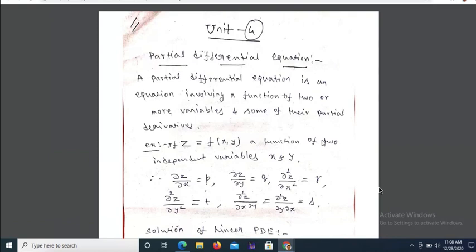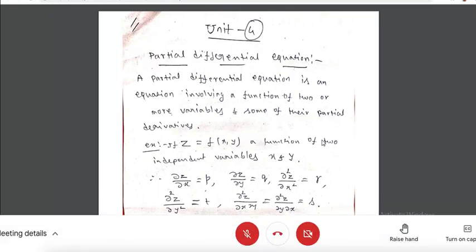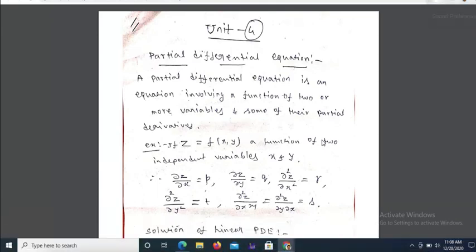Problems. So how to solve problems using that, so that we can do in this partial differential equations chapter.